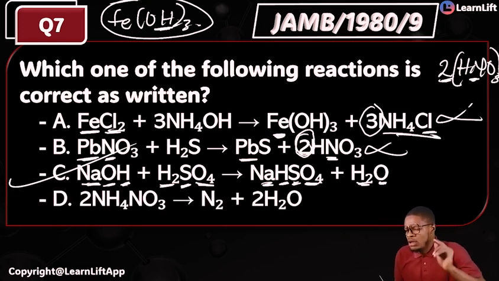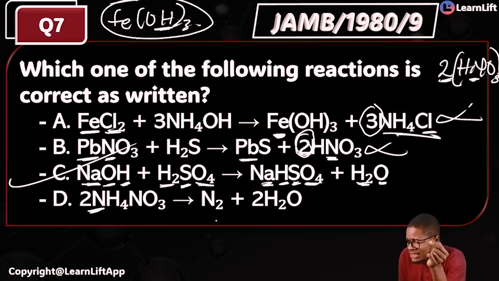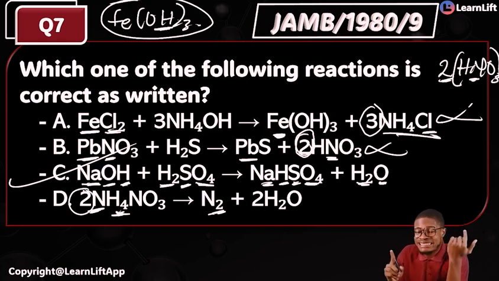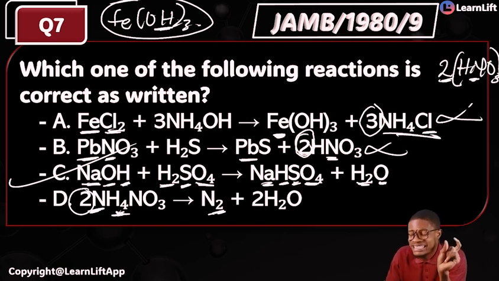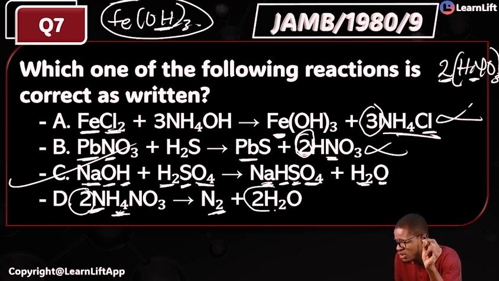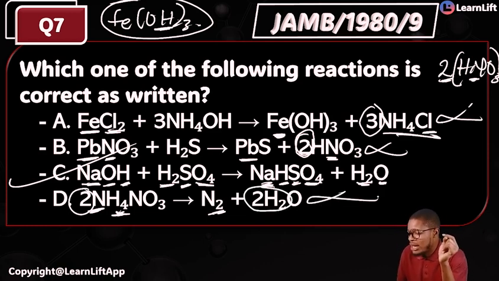Look at option D. Option D here, how many sodium, how many nitrogen? Nitrogen here is how many? 2, right? Because it is 2N, that's 2. How many nitrogen here? 2. Nitrogen is balanced. Hydrogen is how many here? 4 times this 2 that is outside, that's 8. 8 hydrogen on the reactant side. But on the product side, it is just 4. This guy, Baba, you are wrong.